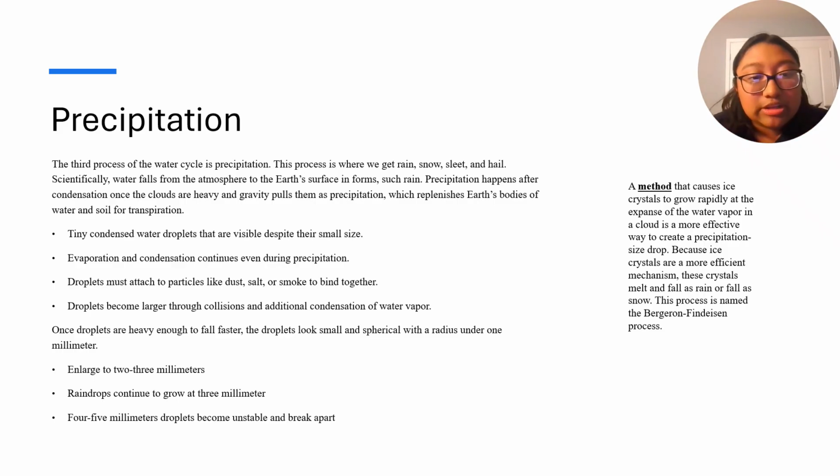Once a droplet is heavy enough, it falls faster. The droplets look small, spherical, and round, with a radius under 1 millimeter. Raindrops enlarged to 2 to 3 millimeters continue to grow, and at 4 to 5 millimeters, droplets become unstable and fall apart. So the bigger they get, the more breakable they are going to be. They're going to separate.